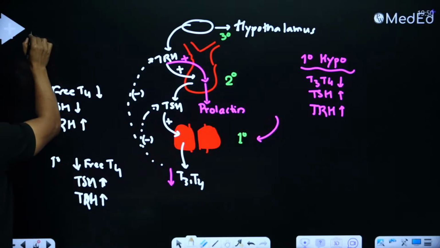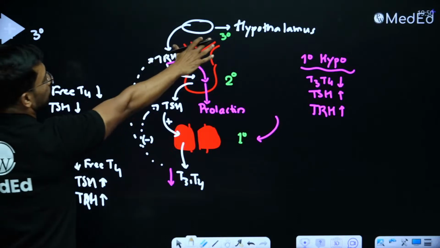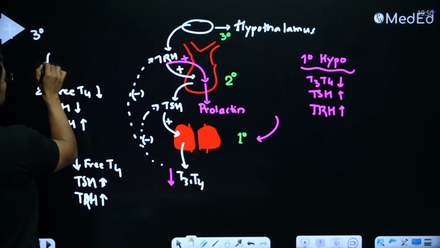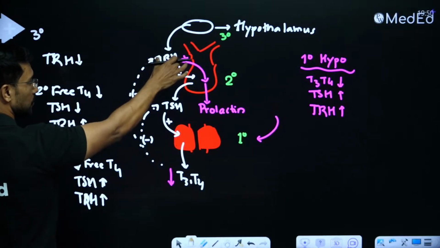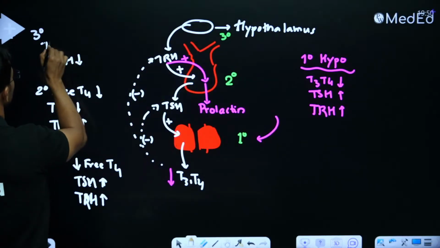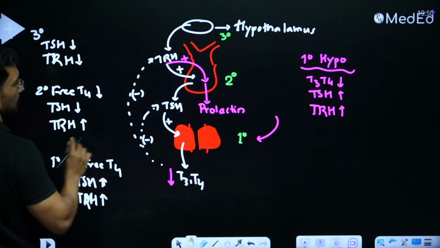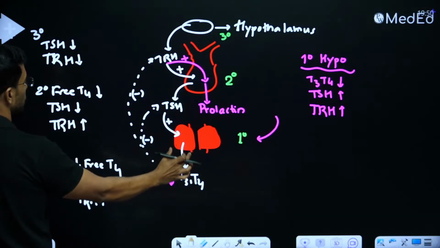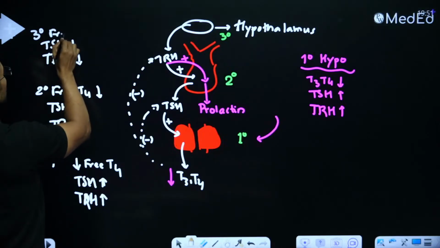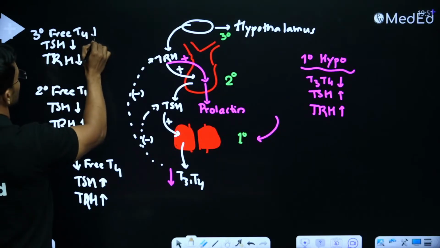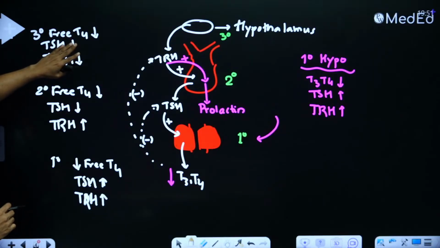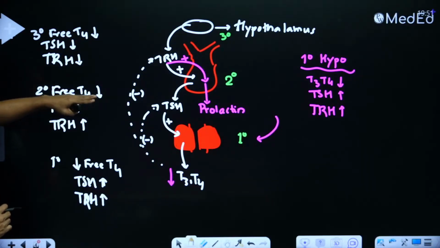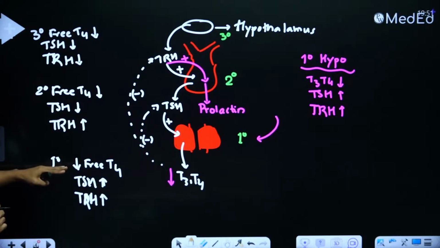Now let us think of the tertiary. Where is the problem in tertiary? The hypothalamus. So the hypothalamus is not able to produce sufficient TRH. If I don't have sufficient TRH, there is inadequate stimulation of the pituitary, so I will not have sufficient TSH. If I don't have sufficient TSH, there is inadequate stimulation of the thyroid gland, so I will have inadequate T3, T4 as well. So in tertiary, all three are decreased. In secondary, only free T4 and TSH are decreased, and in primary, only the free T4 is decreased.